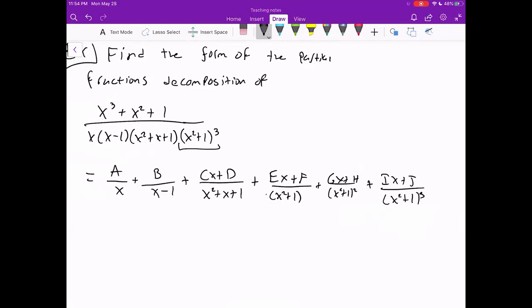The big point was that I had this irreducible term. I have 3 powers of the irreducible term on the left-hand side, so I get 3 different terms, each with a different power. So let's do another example.